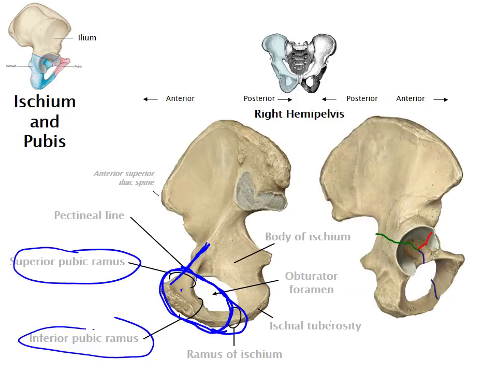Let me get a new color. Here's that superior pubic ramus, here's that inferior pubic ramus, and that inferior pubic ramus is joining up with the ramus of the ischium, roughly in that area. And as you can see, we have the body of the ischium connecting in with that ramus. All this forms this obturator foramen.